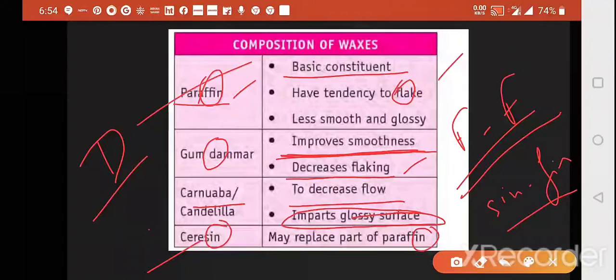Basic things of paraffin. Carnauba, you have to remember that it imparts a glossy surface, and even if you see in the whole, nobody is going to increase the flow. In wax, the flow is decreased. So it is carnauba or candelilla that decreases the flow, which is not something that a question can be asked on, because flow is not a basic thing to be asked in waxes. And gum damar, D for decrease flaking and improves the smoothness. A question can be asked, which of the following increases the smoothness? You can remember. And paraffin, you know. Kerosene, you know. And imparts the glossy surface is your carnauba or candelilla.